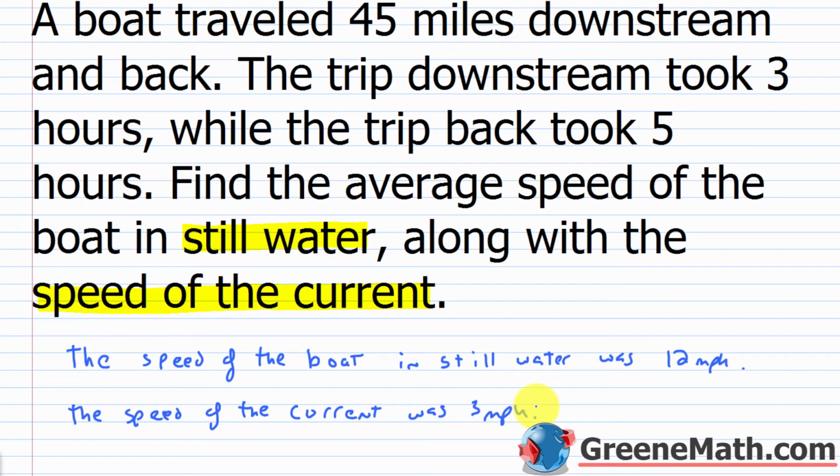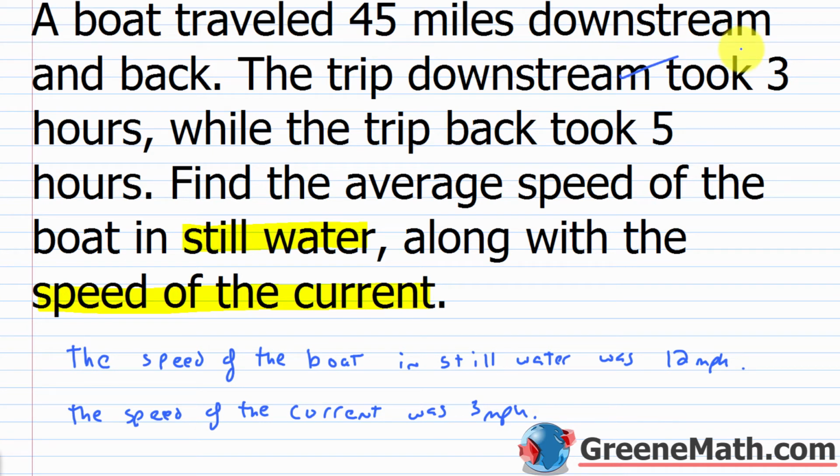And we could check this pretty easily. The trip downstream took 3 hours. Remember, distance equals rate times time. If I'm going downstream, or with the current, I would take my rate of speed in still water, which is 12 miles per hour, and add the speed of the current because it's pushing me, or helping me, by that much. So 12 plus 3 is 15. So I'm going 15 miles an hour for 3 hours. That means I went 45 miles. So this one checks out.